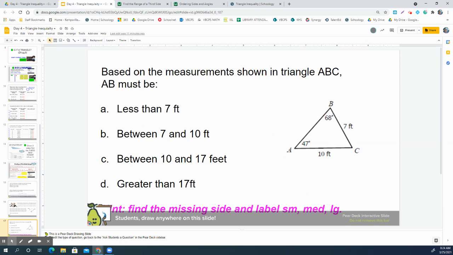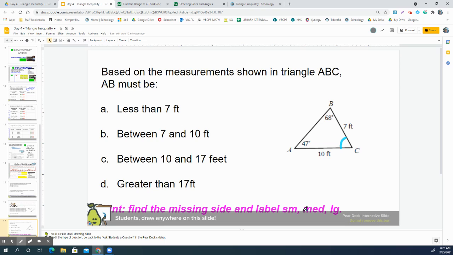Based on the measurements below in triangle ABC, AB must be what? So let's reason this out. If you're given this question, what would you do first? It's probably the toughest question you would get, even though it looks kind of simple at first. What would be your first step? Yeah, do 180 minus the numbers. First step, always find that third angle.